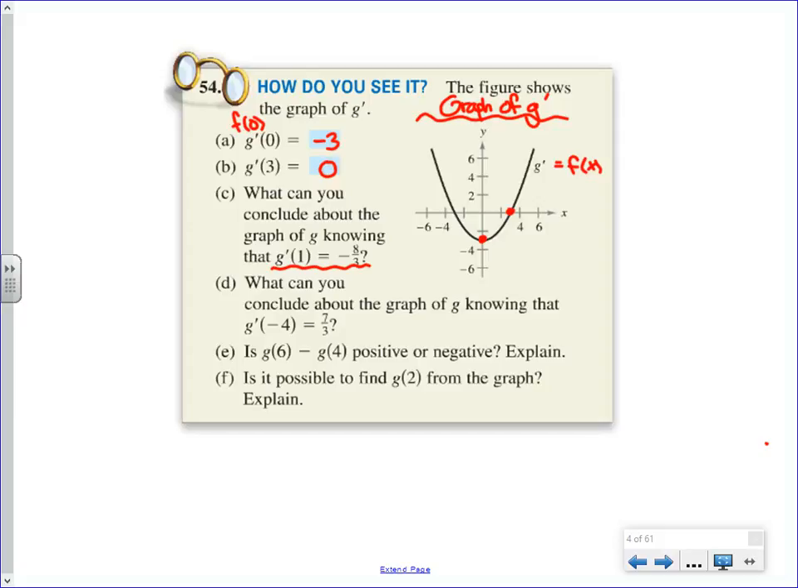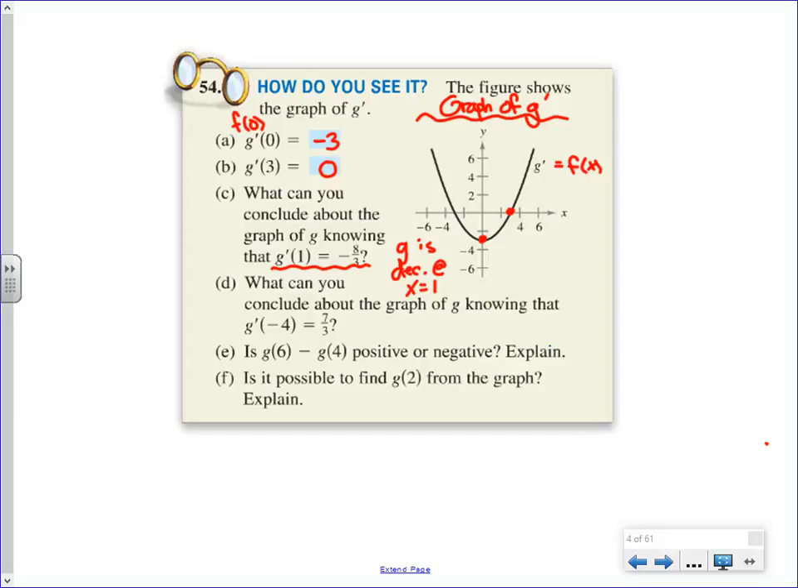The tangent line is negative. Think about a curve that's negative. Is it decreasing, increasing, or constant? Decreasing. Why? Because the slope is negative. So we can say that g is decreasing at x equals 1.